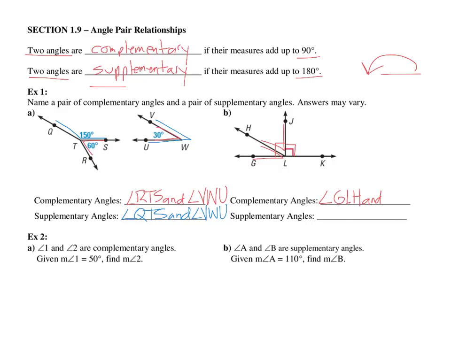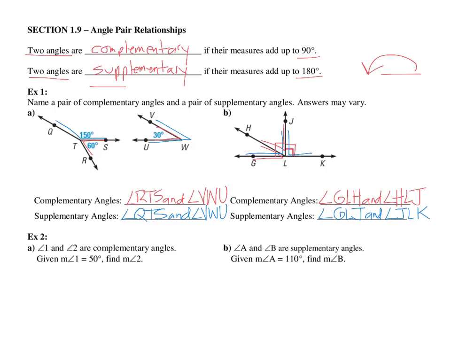and angle HLJ. All right, and then for supplementary, well, this is 90 here, and this is 90. So they add up to 180. So it'd be angle GLJ and angle JLK.